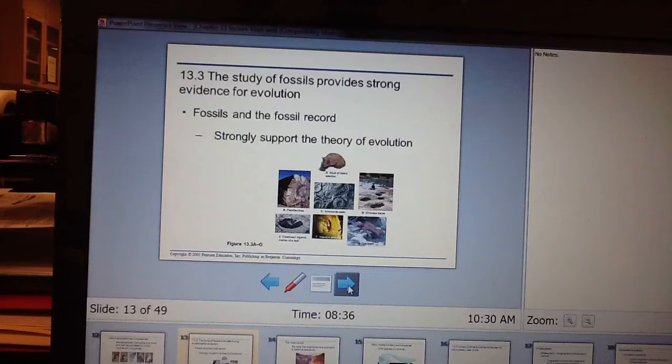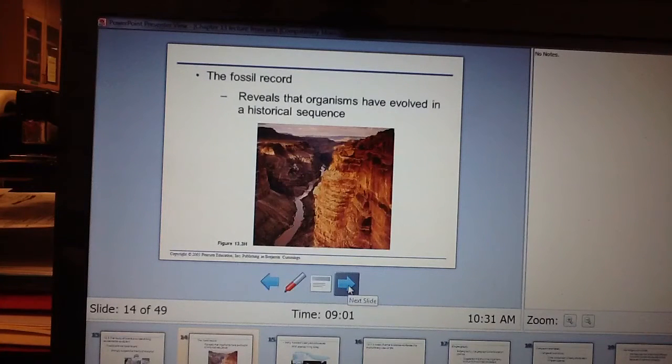One of the biggest pieces of evidence that we have for evolution is fossils. Fossils strongly support the theory of evolution because we can actually document the change that has occurred over time by looking at the remains of organisms that have lived in the past. And we can see, very slowly and surely, what those changes have been. So fossils have provided a huge amount of evidence for the theory of evolution. The fossil record does show that organisms have evolved in a historical sequence, and what that means is that they have changed over time.